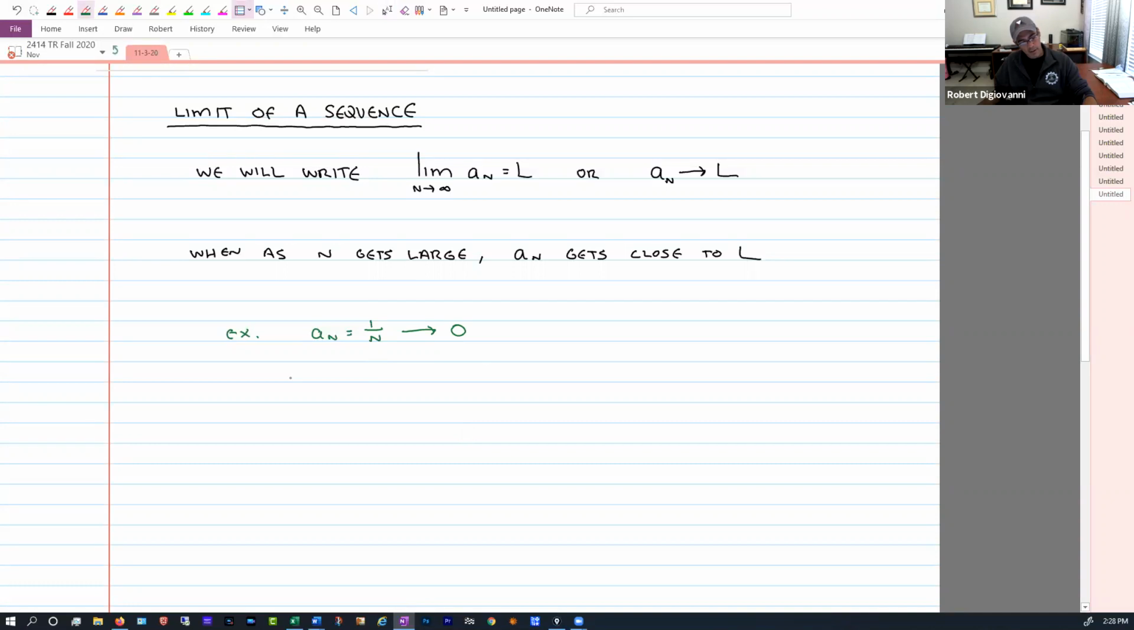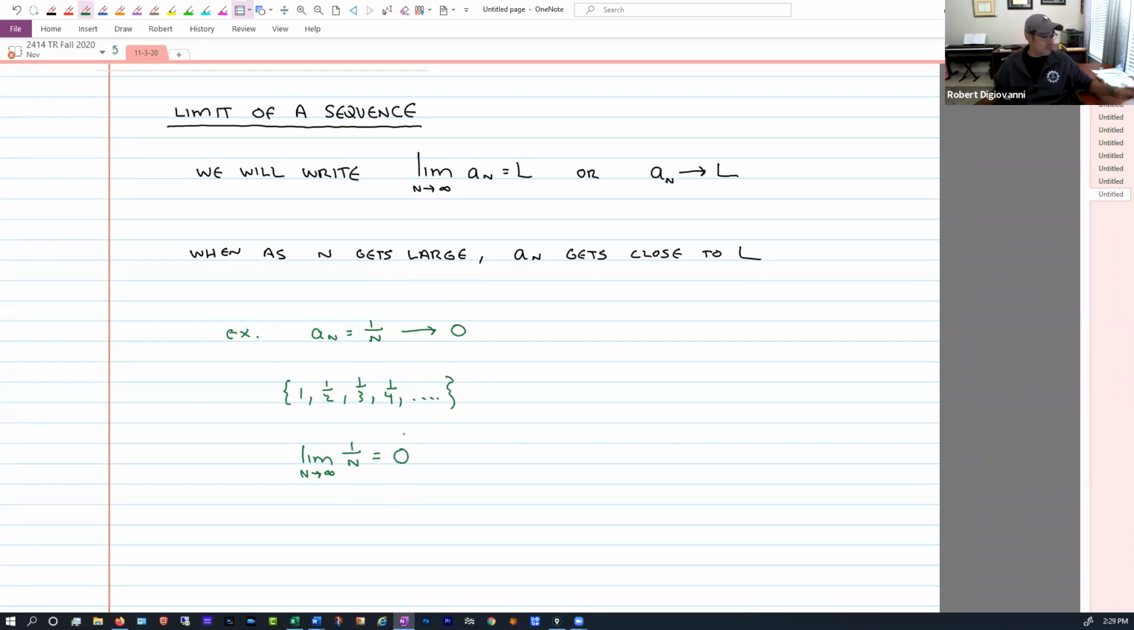Why? Well, because if we start writing the sequence, what is this sequence? 1, 1 half, 1 third, 1 fourth. What's happening to those numbers? They're getting smaller and smaller and smaller. They're headed towards 0. So the limit as n goes to infinity of 1 over n, I think we all would agree that as n gets big, that goes to 0. And so the limit of that sequence is 0.